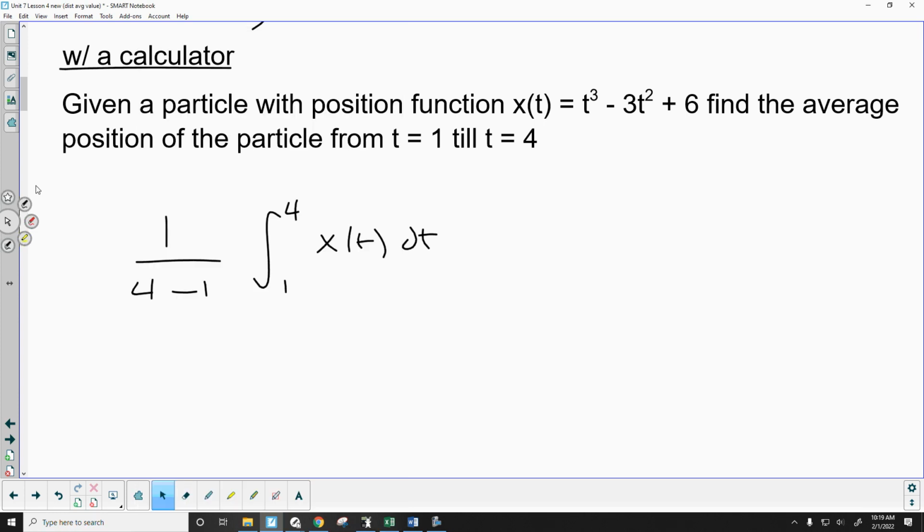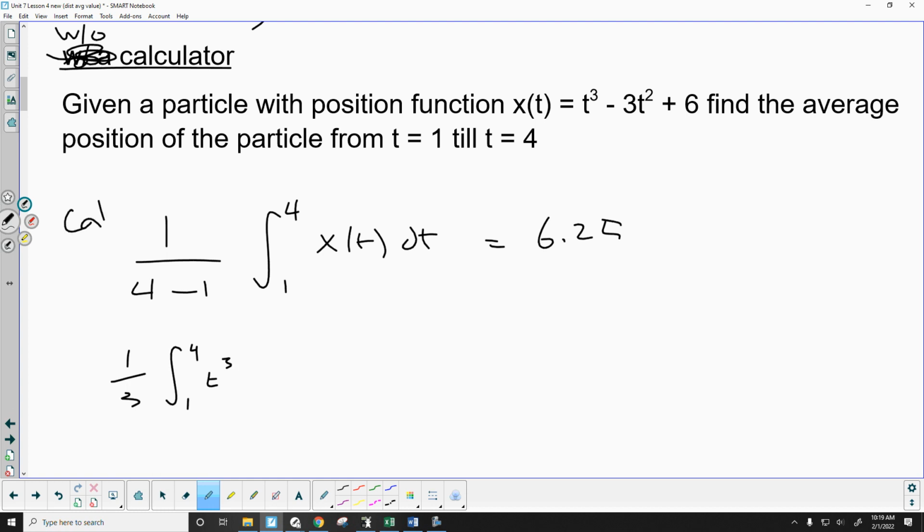Now, I may, for a no calculator question, ask you to find the average. Well, that's when you would have to set up your integral, and this is a calculator, easy, without a calculator. Set up your integral and understand that to evaluate your integral, you would have to take the antiderivative.